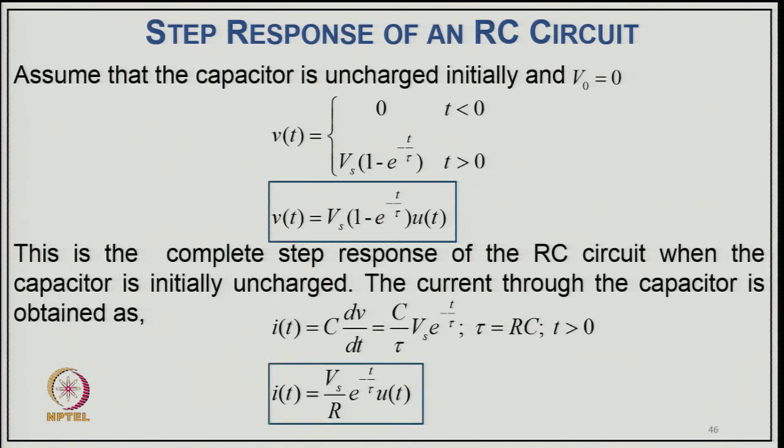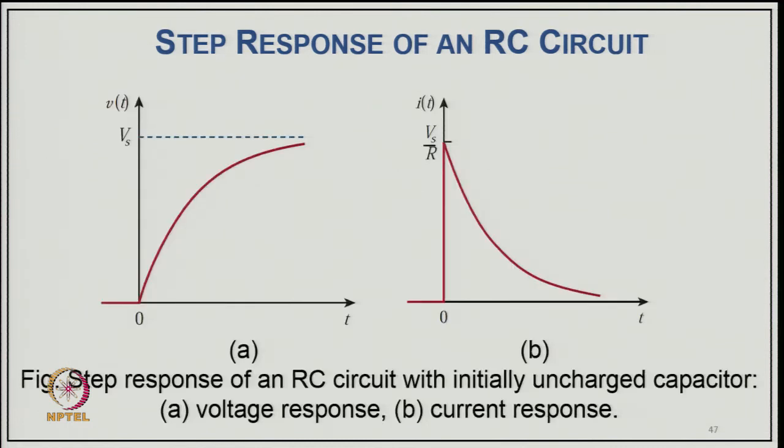And it can be finally expressed as i(t) = (V_s/R) e^(-t/τ) u(t). And this is how the response looks. Here the v(t) changes from 0, because the capacitor was uncharged, so it starts the voltage from 0 and goes to V_s, and the current in this circuit starts from V_s/R.